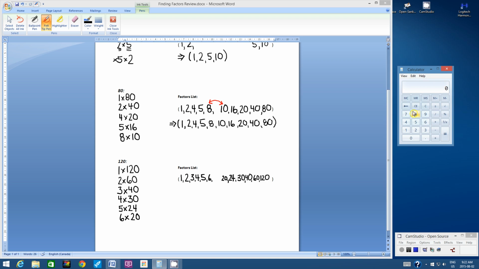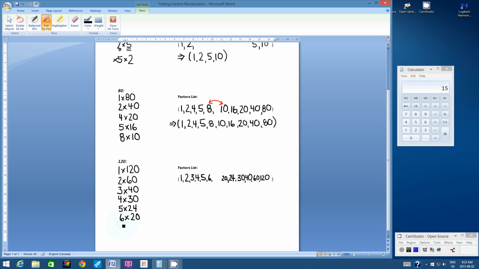So how about 8? We never really had a divisibility rule for the number 8. So let's just use our calculator. 120 divided by 8 equals 15. We get a whole number. So we know that 8 is definitely a factor. 8 times 15. Okay, so let's add that to the list. 8, 15, getting really crowded here.